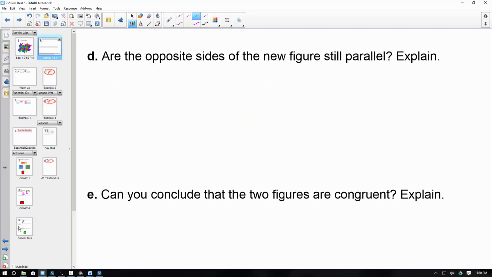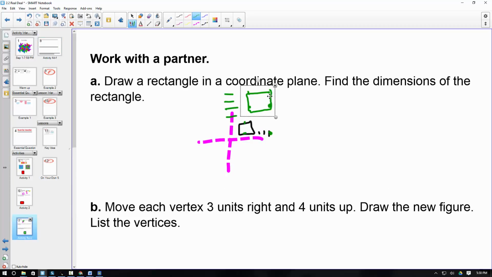So are the opposite sides of the new shape still parallel? I mean, of course, my drawing is horrible here, but yes, it absolutely is. In fact, a better way to do this is to actually, let's draw a shape here. This would be better. So if I have this over here, and I'm basically going to clone this, and I'm just going to move it up and over. That's what I'm really doing.